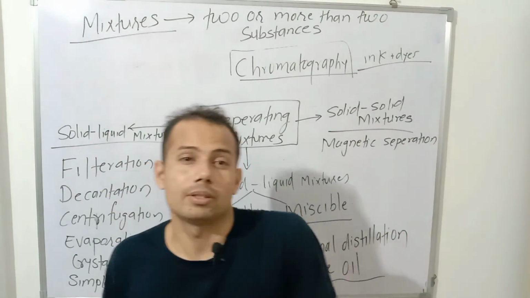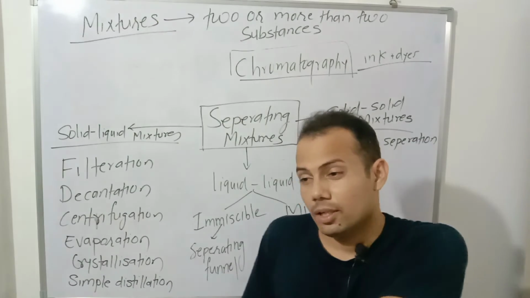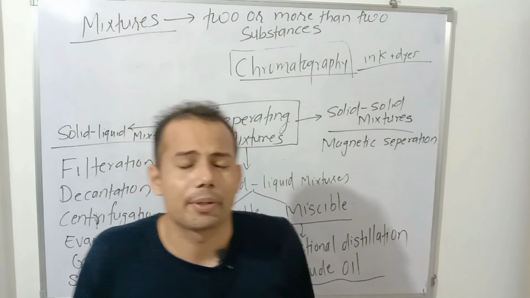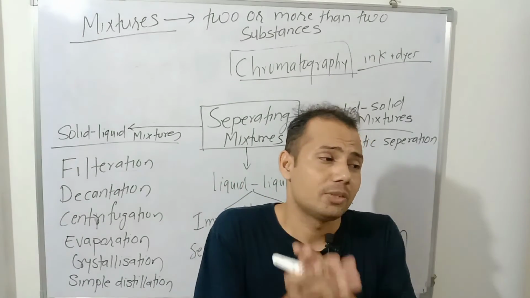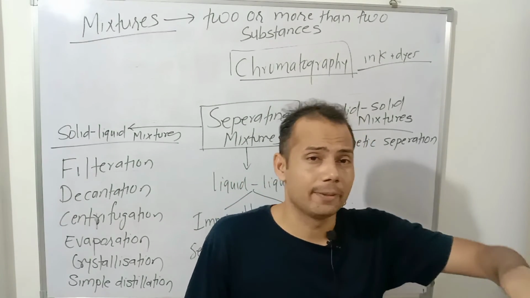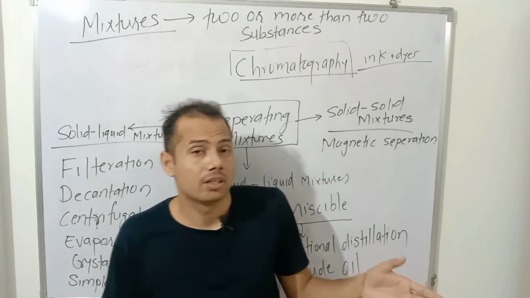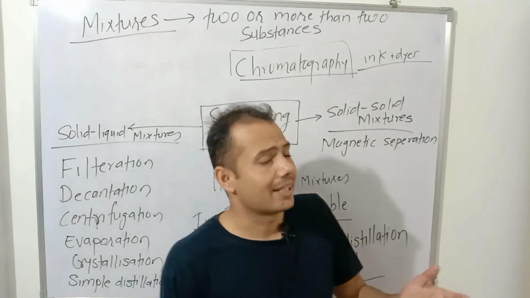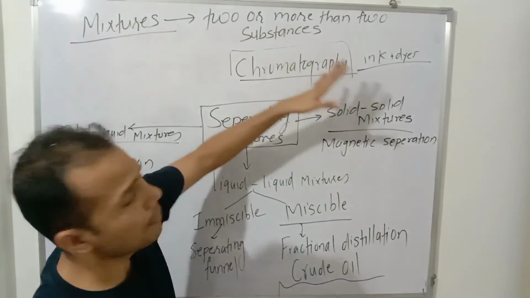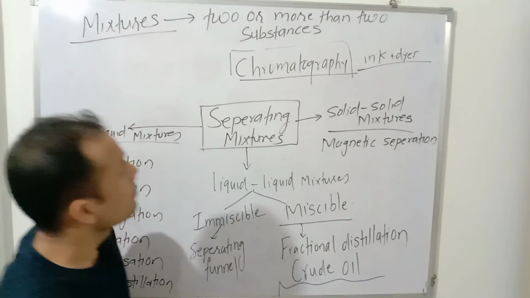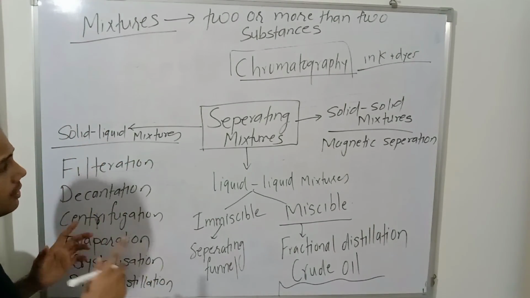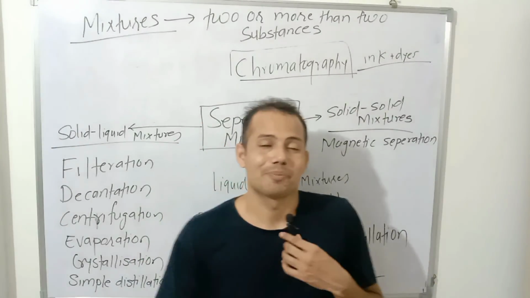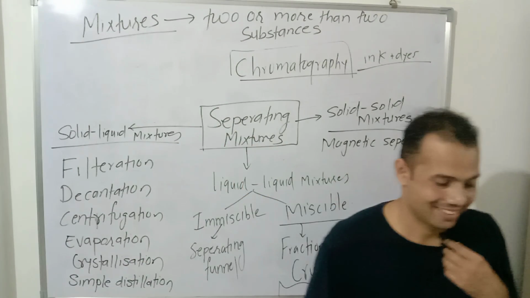That solvent should dissolve the solute, or the solid. The solid will dissolve into that solvent, and then you can use paper chromatography. Different types of chromatography are there. With the help of that, you can identify an unknown solid or unknown compound, and basically identify and separate it out. So these are the different techniques for separation of mixtures.